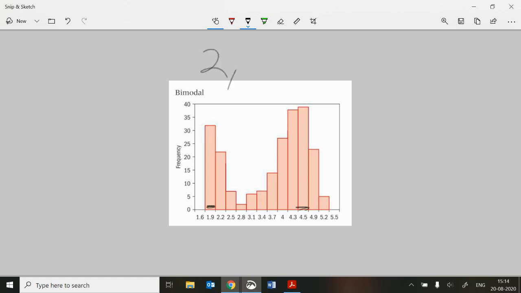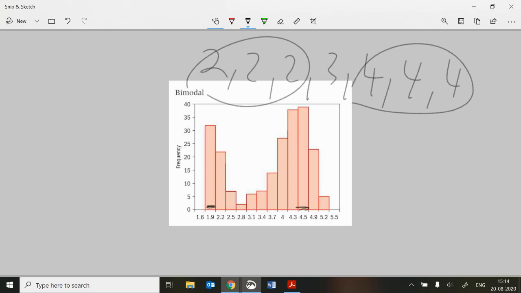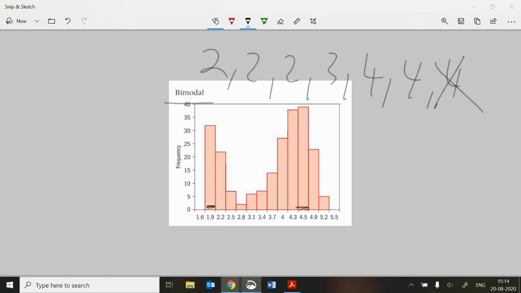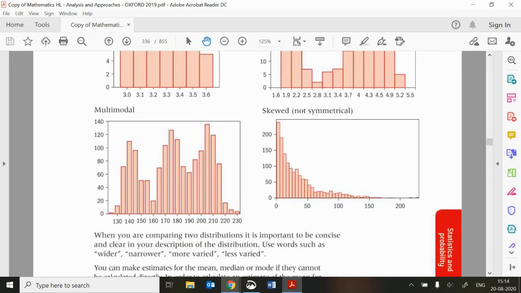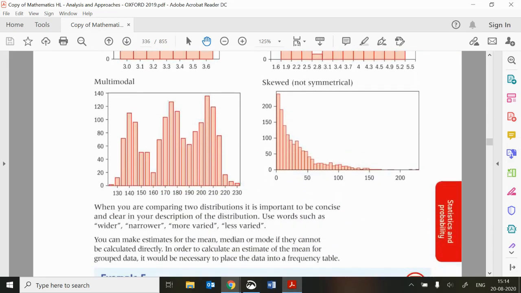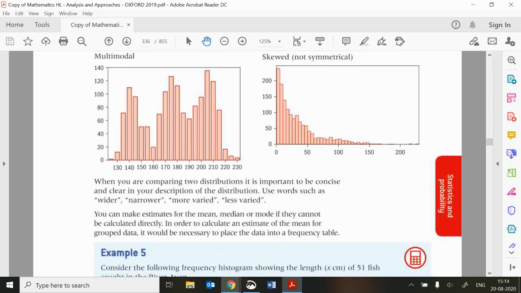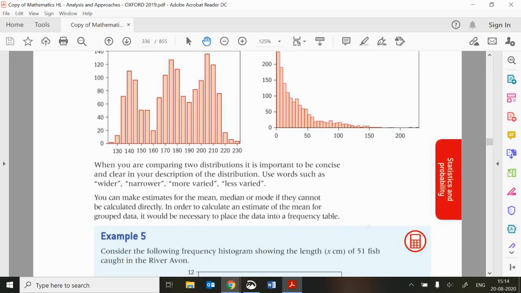You know, so if I said 2, 2, 2, 3, 4, 4, 4, definitely say, well, that's bimodal, it's got 2 modes. When we cross this off, we can only really say it's got 1 mode from the data, but from the distribution, we can clearly see that there's enough information to see that there's a pattern of 2 peaks. So we can say it's bimodal. Okay, and then you've got multimodal there, and you've got skewed there. That's positive skew on that one as well. Talked about that. Okay.